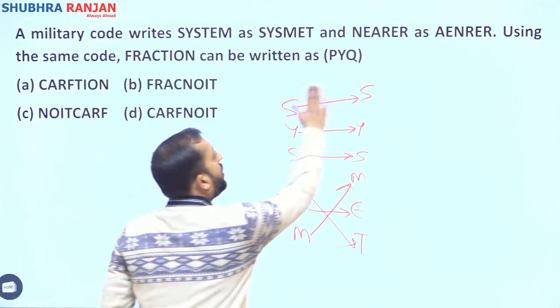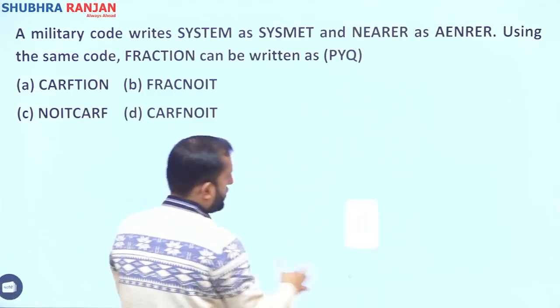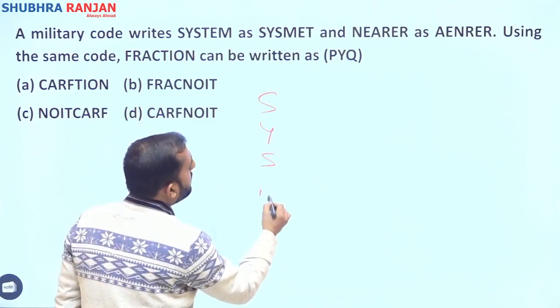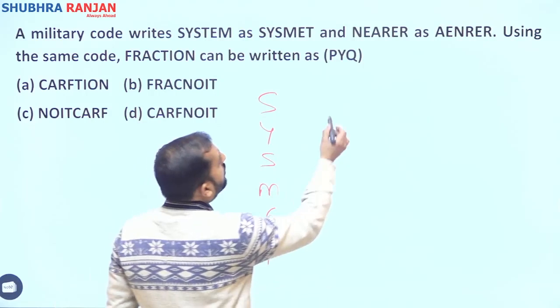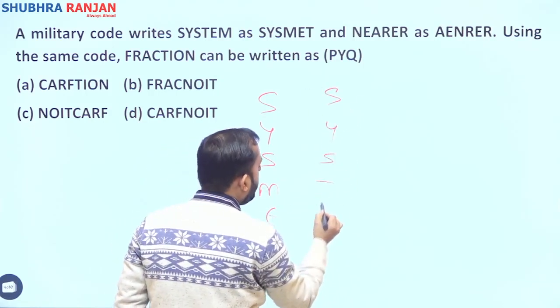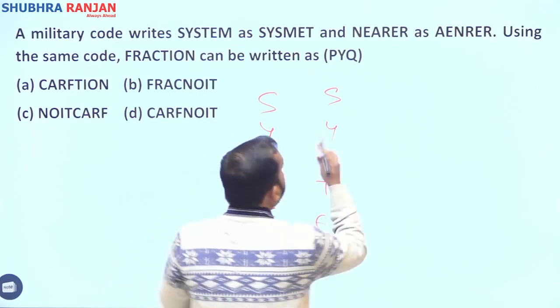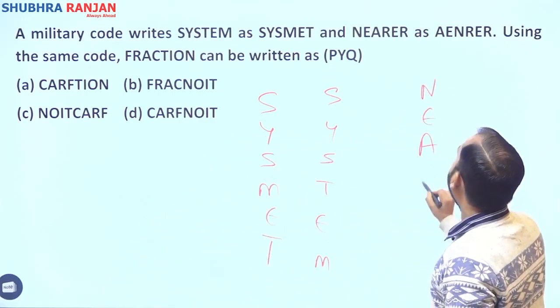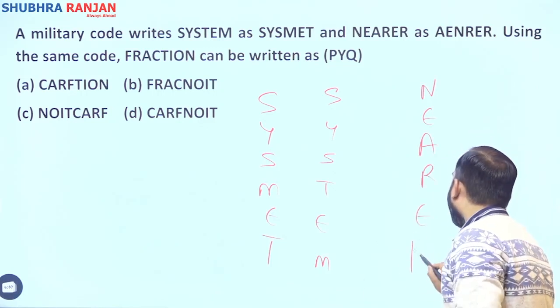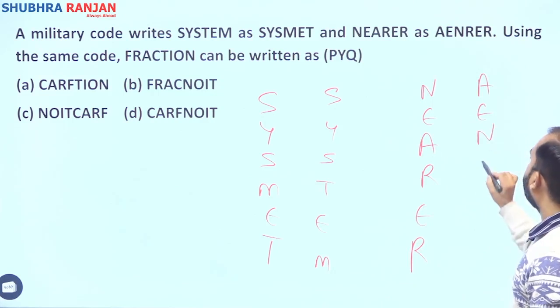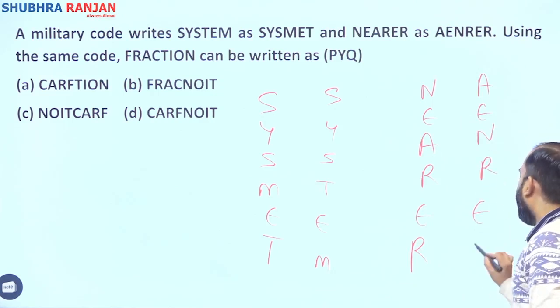Okay, so let's write down the two words first. The first original word is S Y S T E M, and its code is S Y S M E T. And there is one more original word, which is N E A R E R, and its code is A E N R E R.